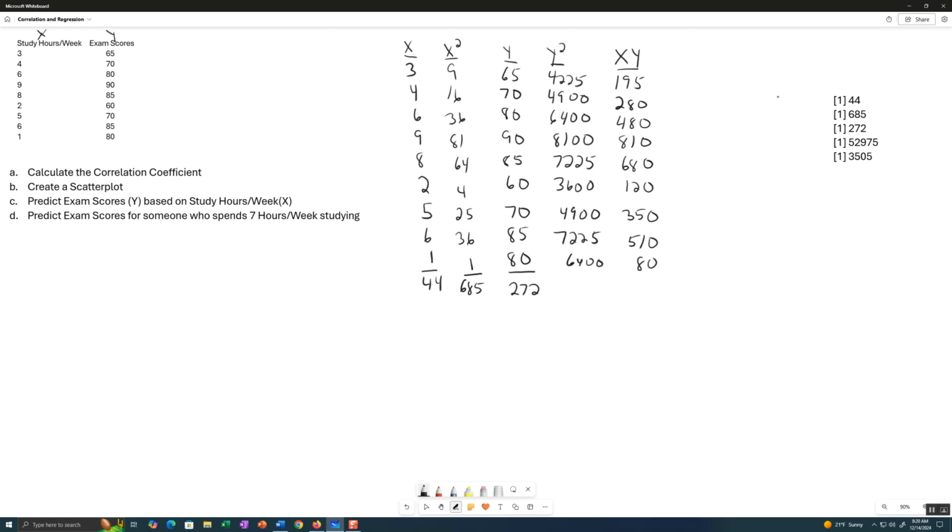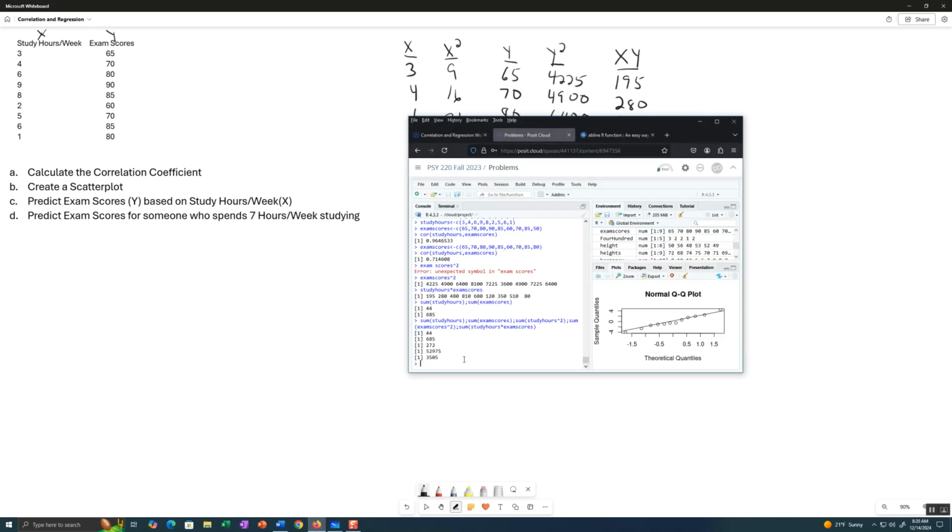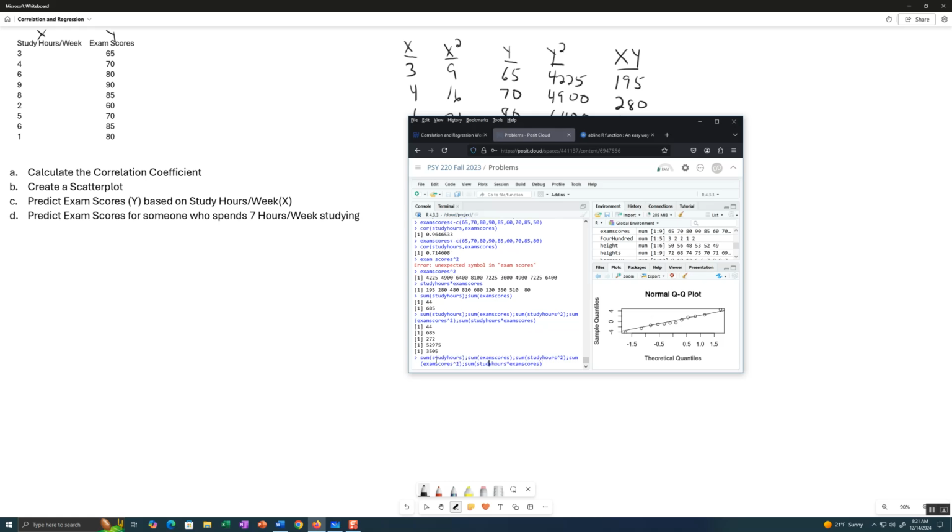Oh, that's not gonna look good here. So it doesn't actually look right. So let me go back and check this. Because the 272 is obviously wrong. Sum of exam scores, oh, second one. That's why, I put it in the wrong order. So don't do that. Don't put it in the wrong order, because if you put it in the wrong order, you're going to be in trouble.